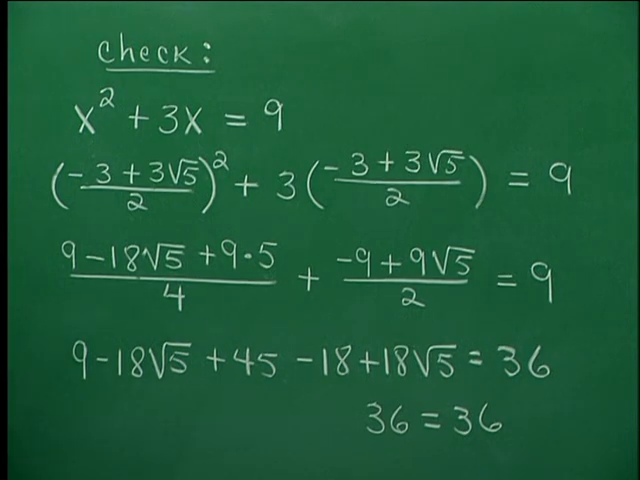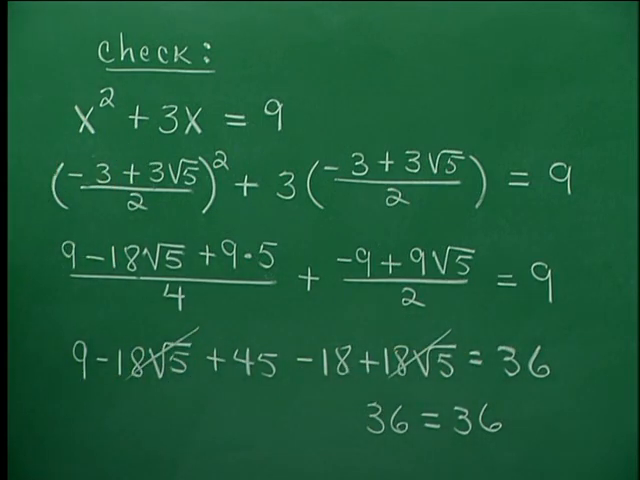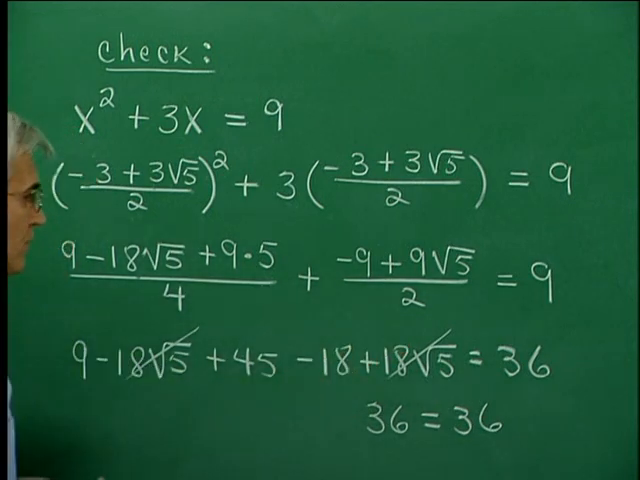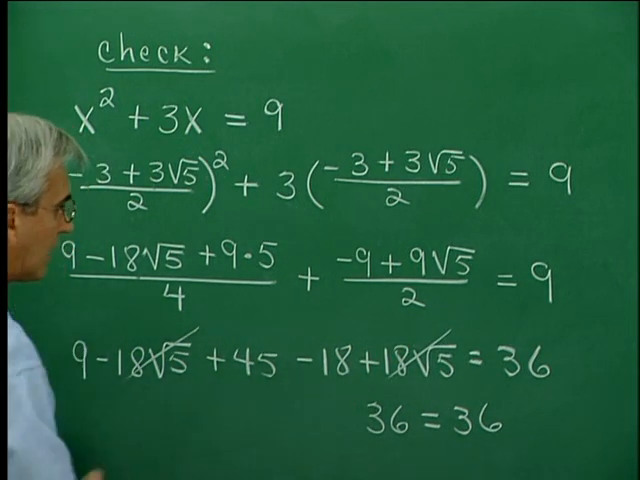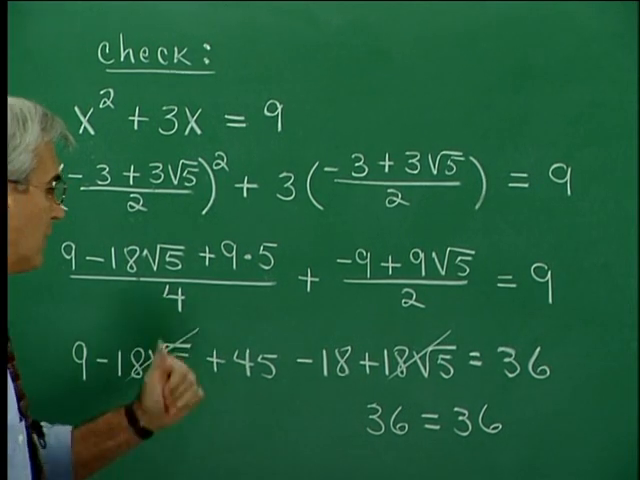Now I want to collect the like terms on the left. The minus 18 root 5 plus 18 root 5 go out. That was kind of expected. We would expect that all of the irrational terms would take one another out. Then 9 and 45 and negative 18 collect to be 36. 36 equals 36, so we do indeed have a correct solution.